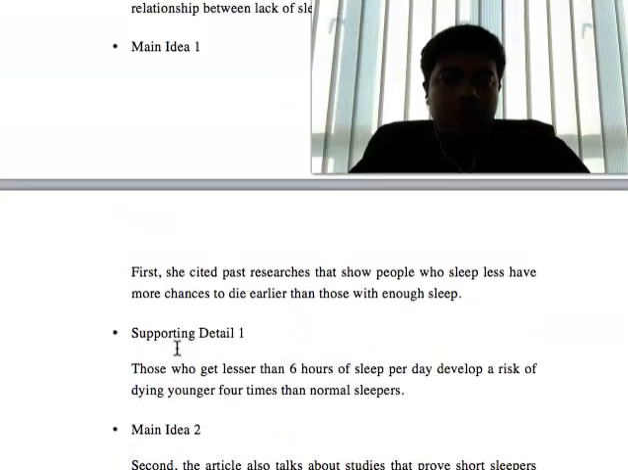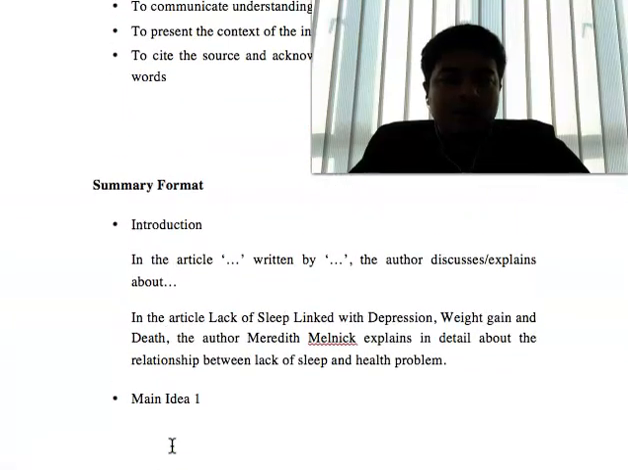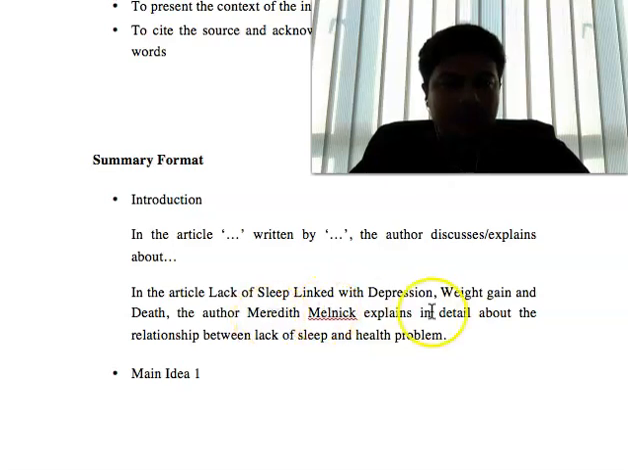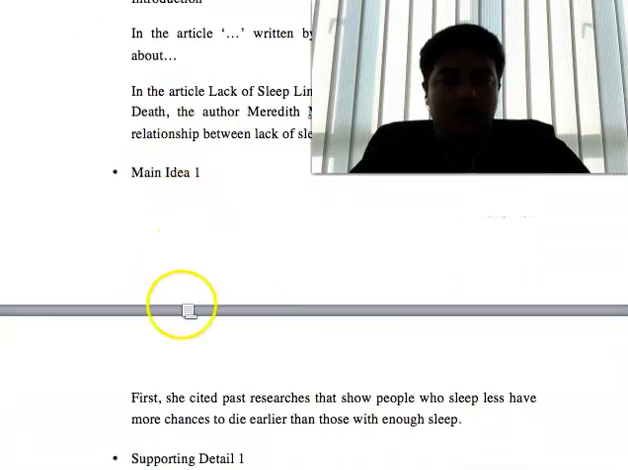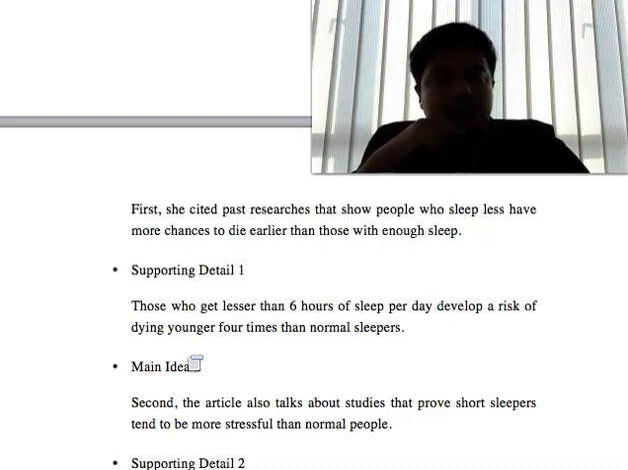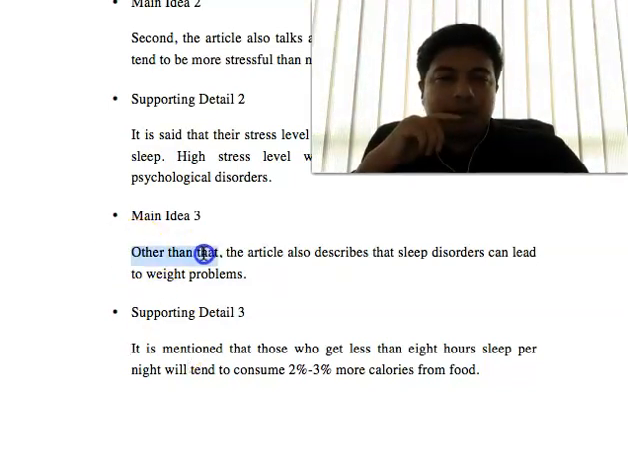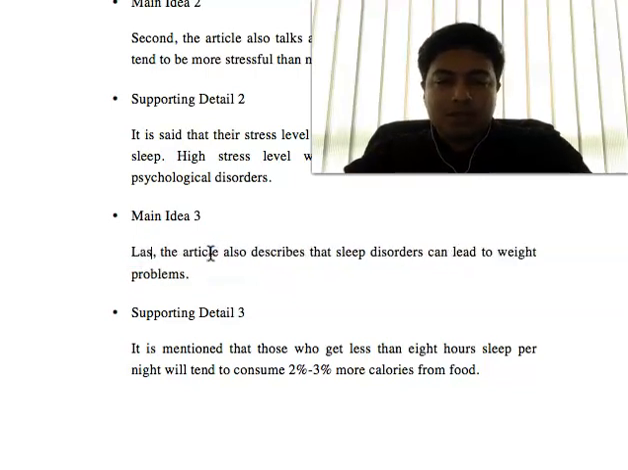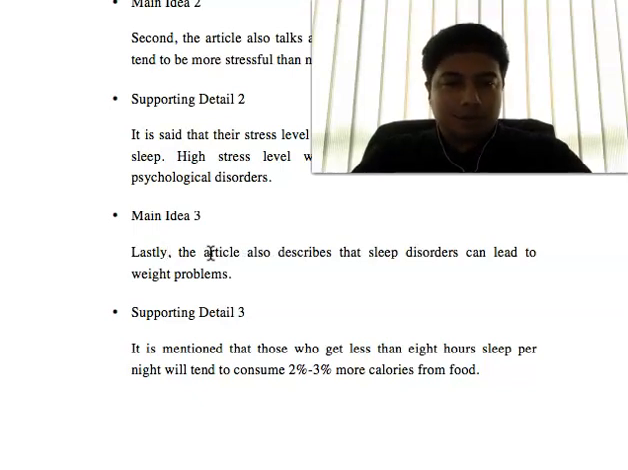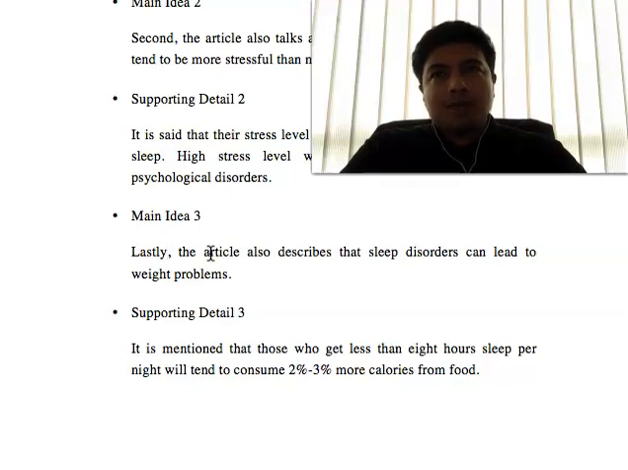So if you notice, all the main ideas relate to the introduction, the thesis statement. The thesis statement is that the article explains in detail the relationship between lack of sleep and health problems. So all the points that we have here talk about the relationship between lack of sleep and health problems. So you have to make sure your summary is logical. If point number 3 is the last point, you can use linkers such as lastly, or other possible linkers, like finally. Once you have finished all the points, you don't need a conclusion for a summary, so you can just leave it like that.